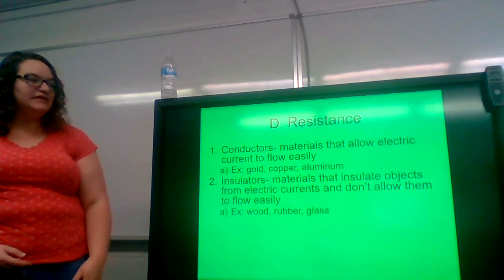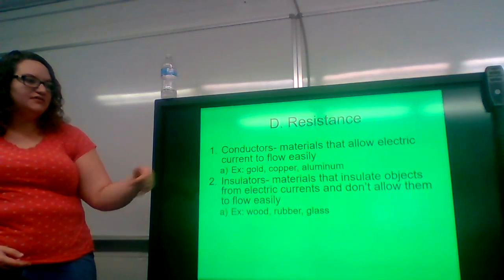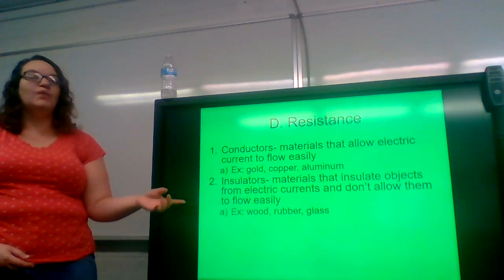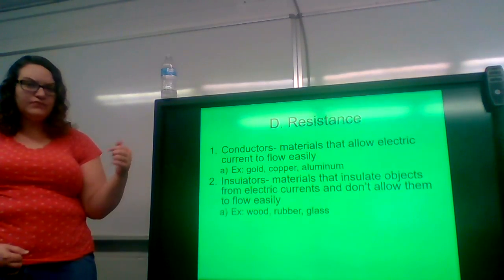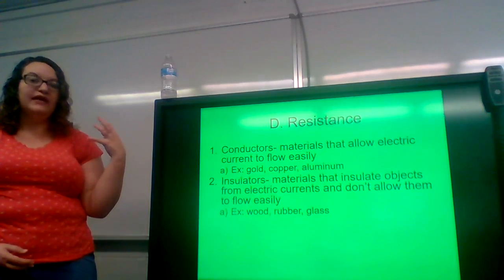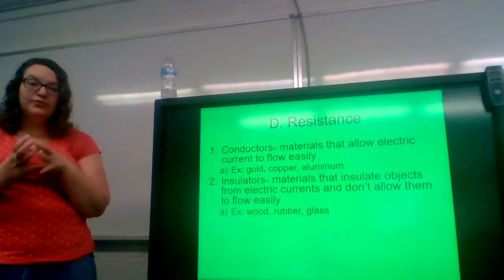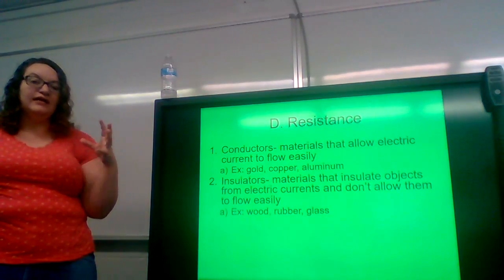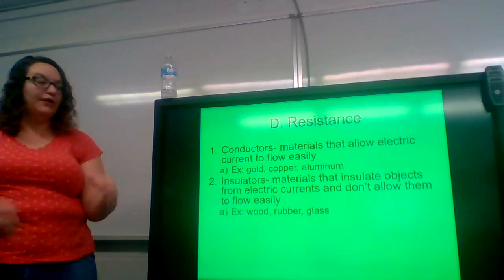Insulators, these are materials that insulate objects from electric currents and don't allow them to flow easily. Examples: wood, rubber, glass. This is why electric workers wear rubber boots, okay? Because if they happen to get shocked, that rubber is going to keep them from getting shocked if there happens to be a free current somewhere.